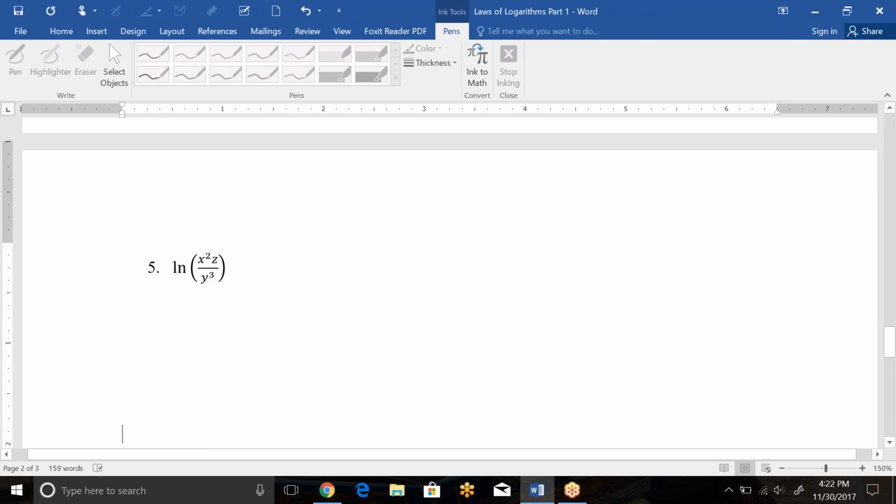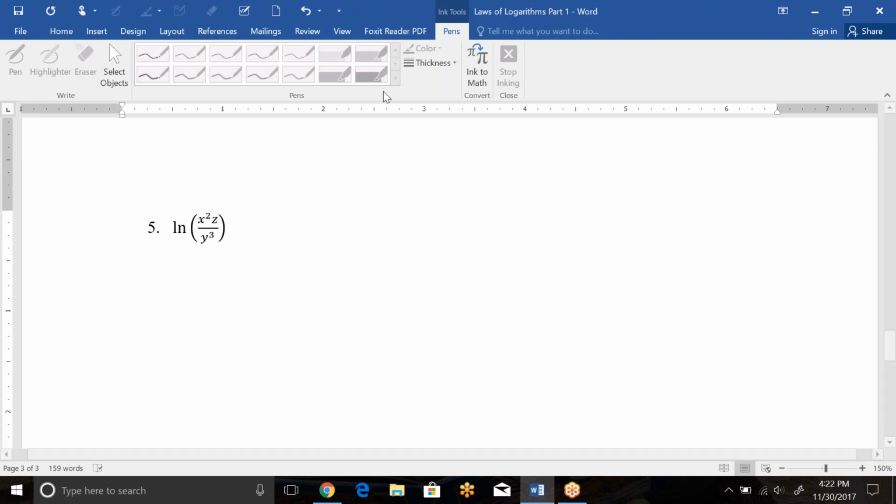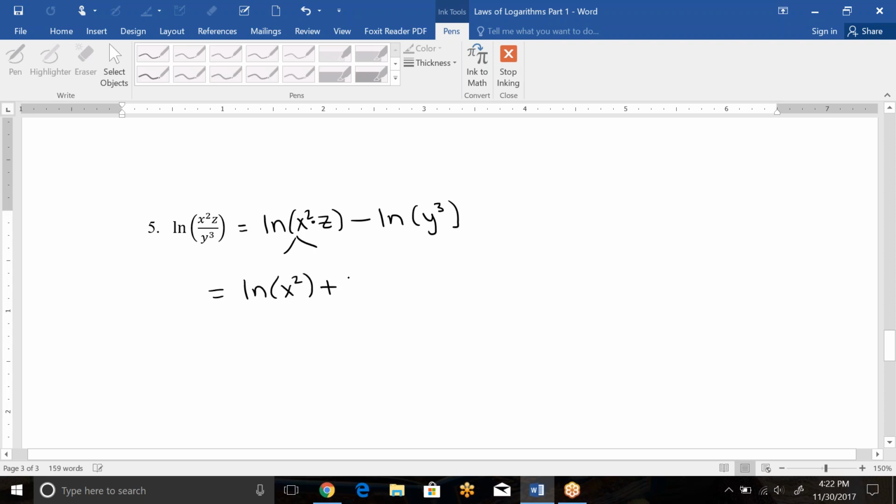Okay, for number 5, we have multiple things going on. So I'm going to break this division up first. So this would be natural log of everything on top minus natural log of everything on the bottom. Then because this has times in it, I can break this up again. This would be natural log of x squared plus natural log of z. Bring down the minus natural log of y to the 3rd. So I broke up my division first, then any multiplication.